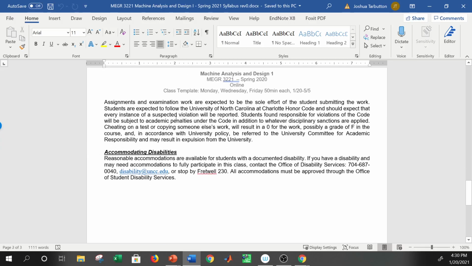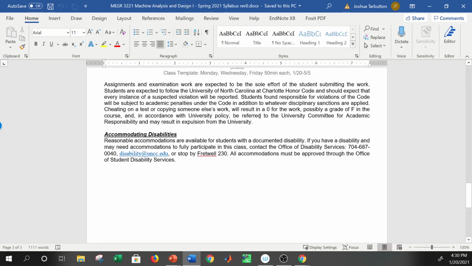So academic integrity: do your own work. Don't copy other people's work. Don't provide unauthorized assistance. If you're copying, you'll get a zero, and I'll turn you in.